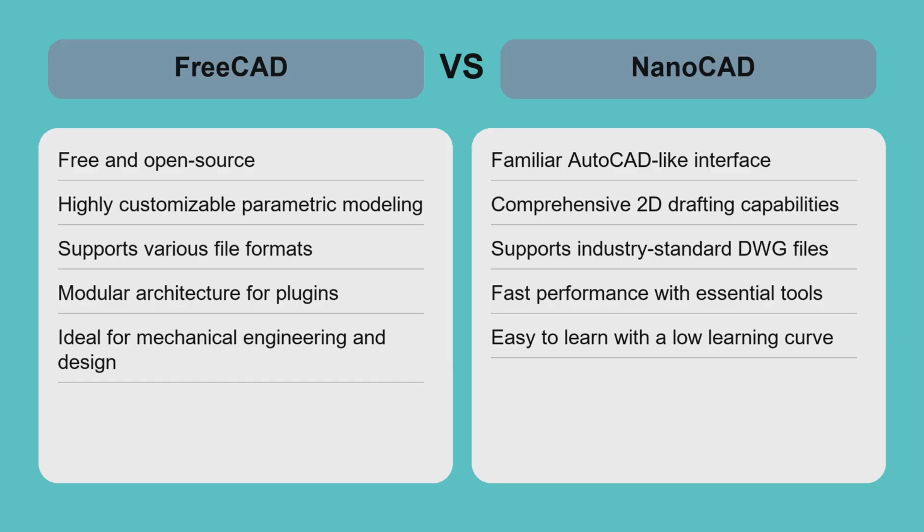FreeCAD's parametric modeling is unmatched for projects requiring frequent design changes and customization, but it demands a steeper learning curve. NanoCAD shines with its AutoCAD-like interface and smooth 2D drafting, offering faster onboarding and solid DWG compatibility. For engineers or hobbyists who want free open-source software with powerful 3D capabilities, FreeCAD fits best. On the other hand, professionals focused on 2D drafting or those transitioning from AutoCAD will appreciate NanoCAD's ease of use and industry-standard support. The trade-off is between FreeCAD's adaptability and NanoCAD's streamlined, user-friendly design environment.